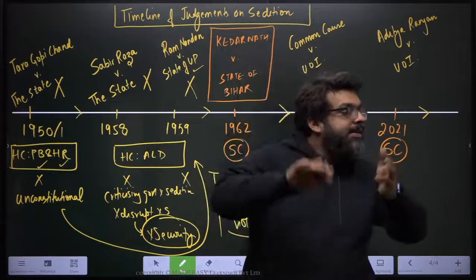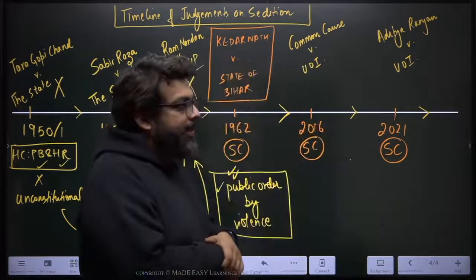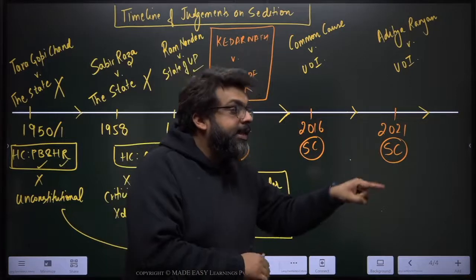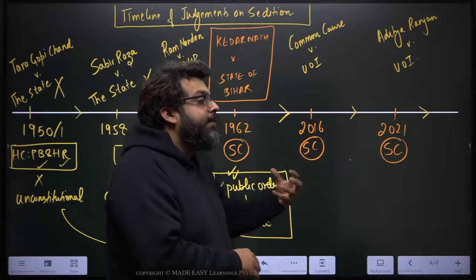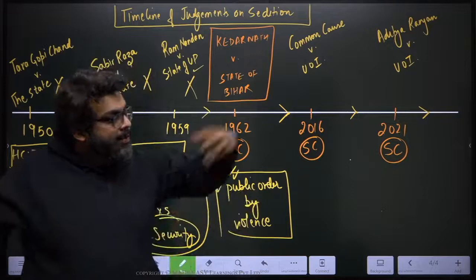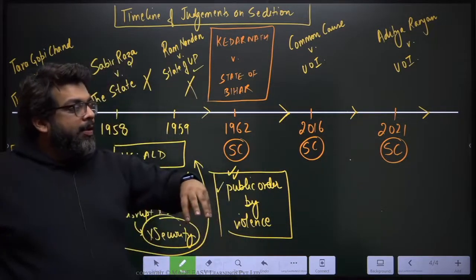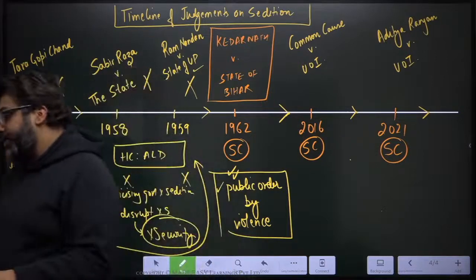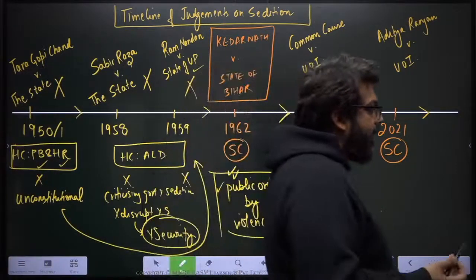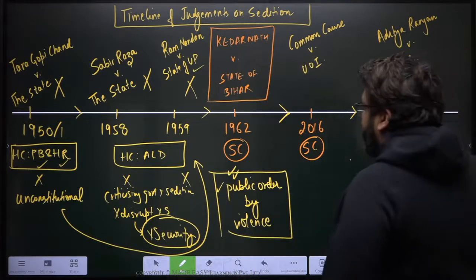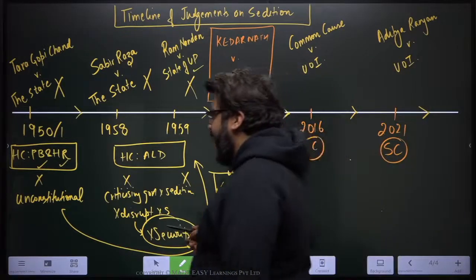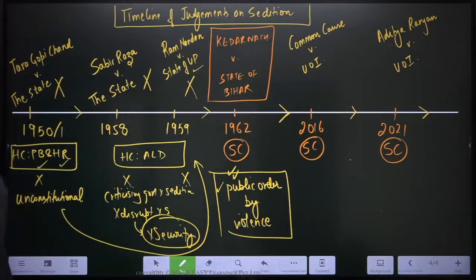So the Supreme Court played a balancing act. On one hand, the Supreme Court said, you know what, sedition is constitutional. And on the other hand, it said, but it is only seditious if it leads to a violence-fueled public disorder. Trying to balance both ends so that people don't misuse the seditious law, and at the same time, there is no threat to the government as such. And honestly, this is where the law on sedition stops. After that, there has really not been any change to what the law is.